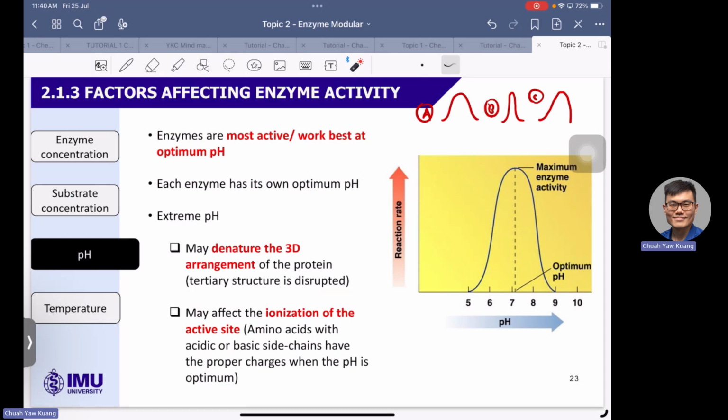Why? What's the reason? Because the enzyme is super duper sensitive to the change of pH. Yeah, because the enzyme is super duper sensitive to pH changes.